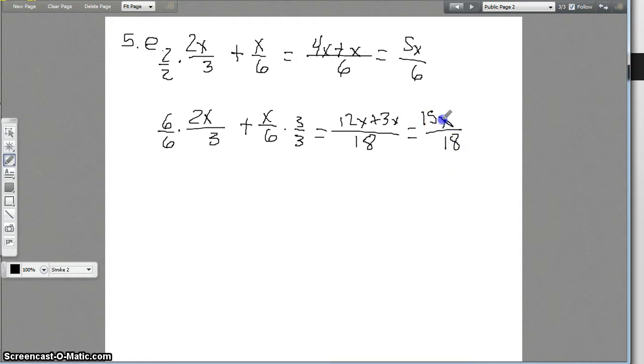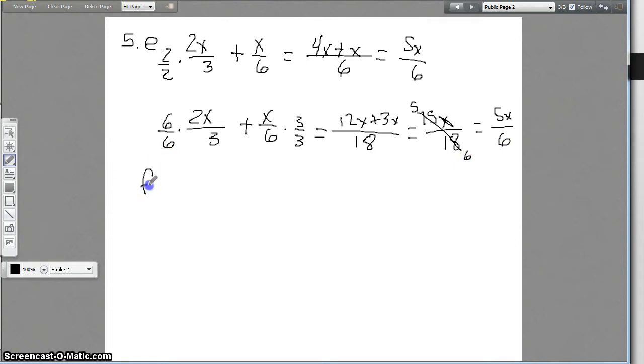But that's not simplified. We can see that 15 and 18 are both multiples of 3. So if we divide 15 by 3, we get 5. If we divide 18 by 3, we get 6. And so we end up with 5x over 6. We do get the same answer.